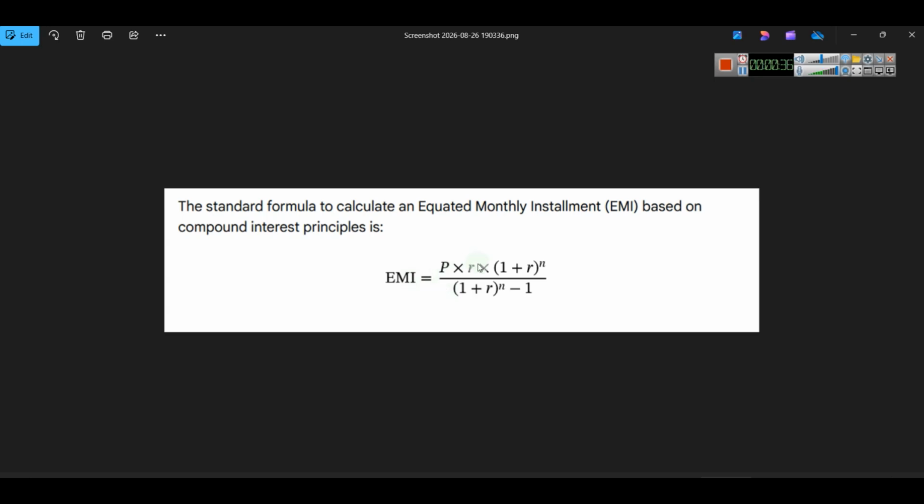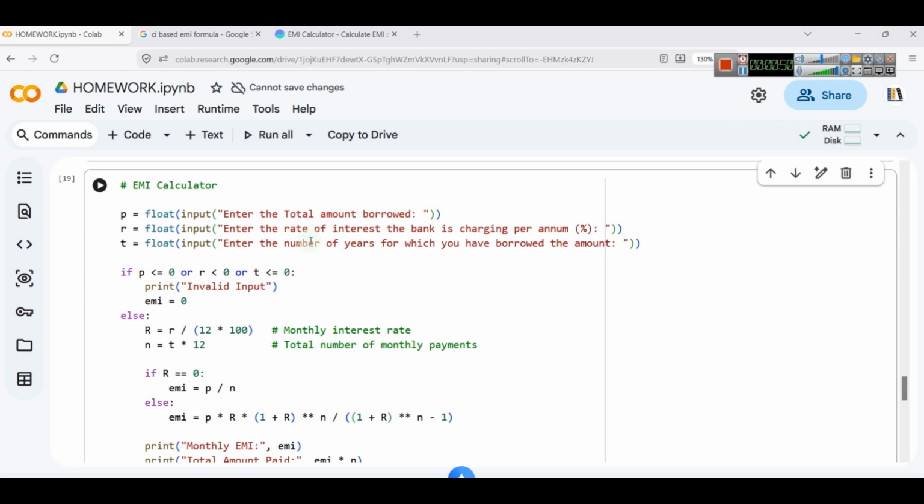So you need principal, rate and N, which is given by time, and divided by 1 plus R raised to the power of N minus 1. We gave this homework to one of our students, and then we calculate this.